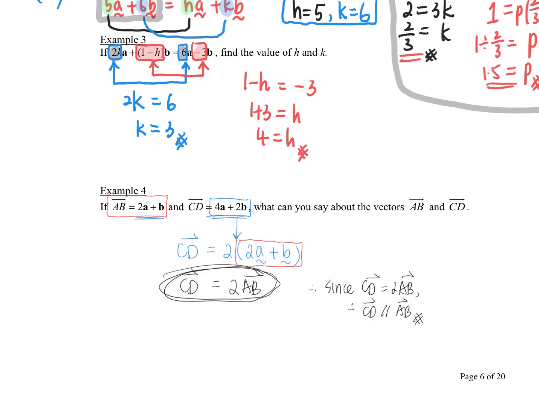BC is 3 times of AB. Therefore AB is parallel to BC. Don't you show the equation? If you want, you can. If you can see it, no need.